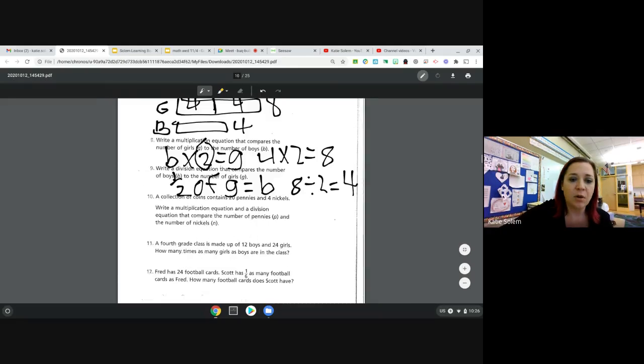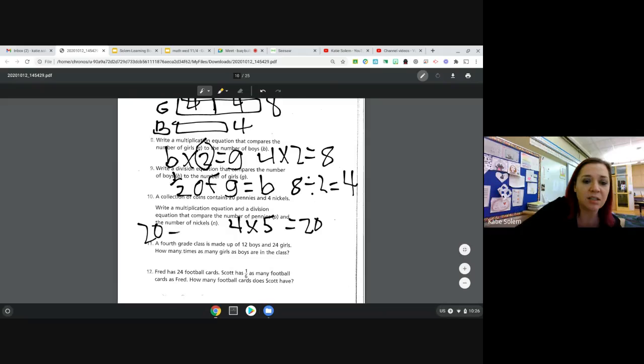Let's take a look at number 10. It says a collection of coins contains 20 pennies and 4 nickels. Write a multiplication and a division equation that compares the number of pennies and the number of nickels. Well, let's think about this. If there are 4 nickels and 20 pennies, 4 times what equals 20? Well, I know 4 times 5 equals 20. Now, if I wanted to write that in reverse as a division, I would say 20 divided by 5 equals 4.